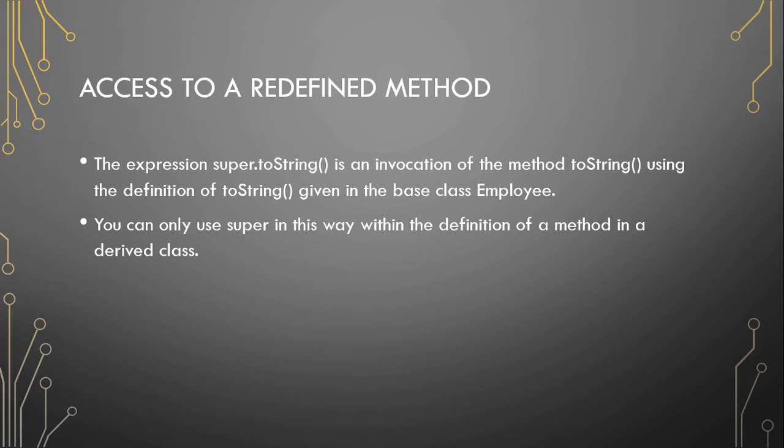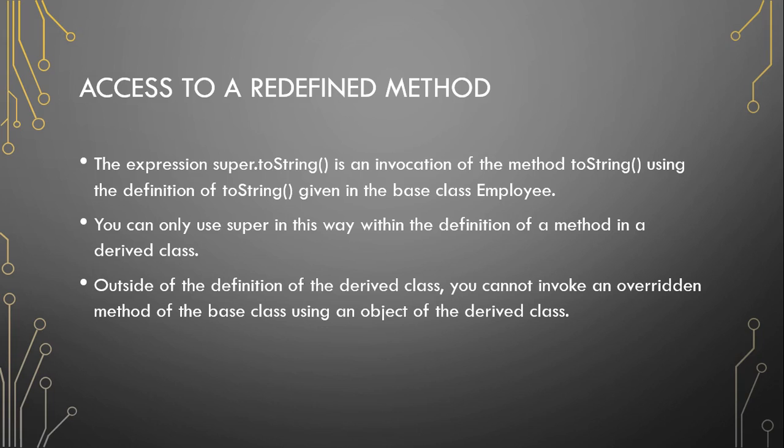You can only use super in this way within the definition of a method in a derived class. So it has to be in a derived class. You can't do this in the base. Outside of the definition of the derived class, you cannot invoke an overridden method of the base class using an object of the derived class. So another way to think about this is that you're invoking the overridden method, so you have to use a super call in order to invoke the overridden method. Remember, super, you can only do it in the derived class. You cannot do super calls in the base class, just like we talked about when we first talked about the super constructors.